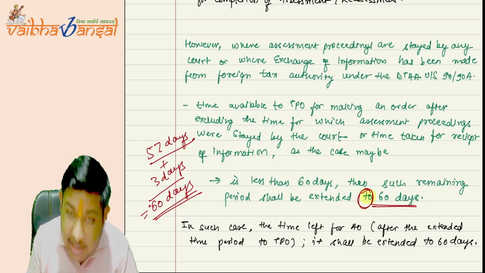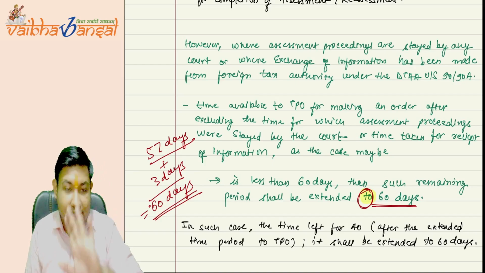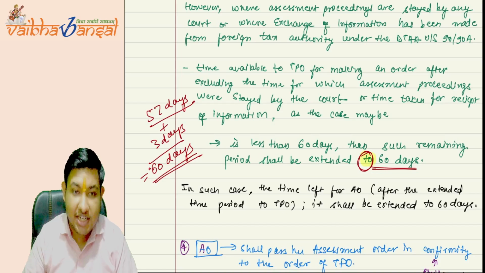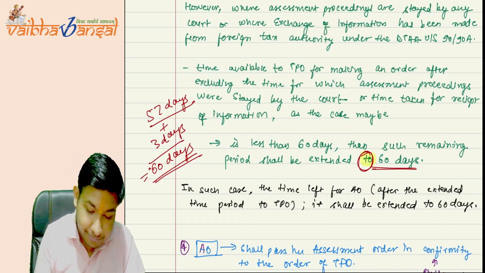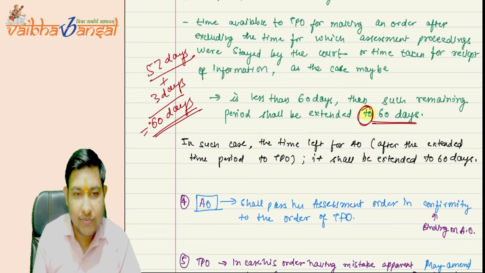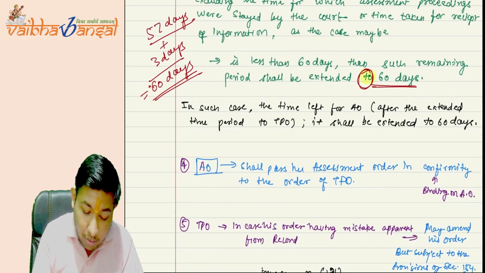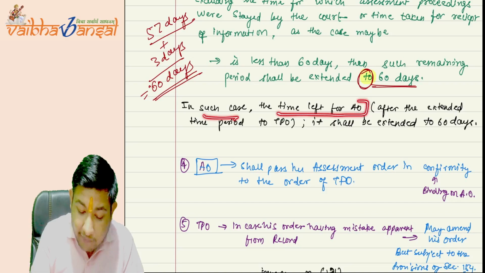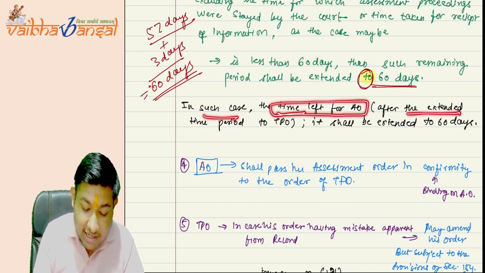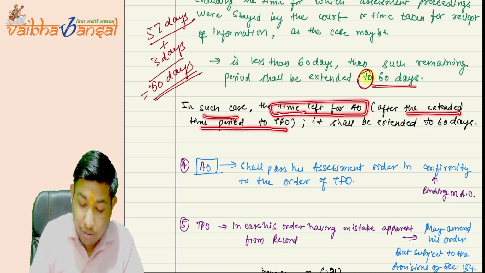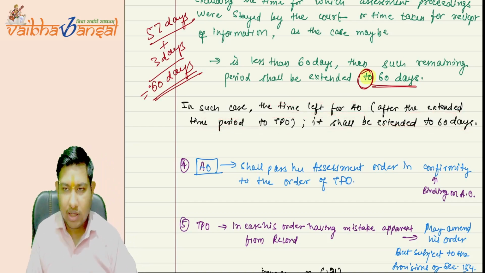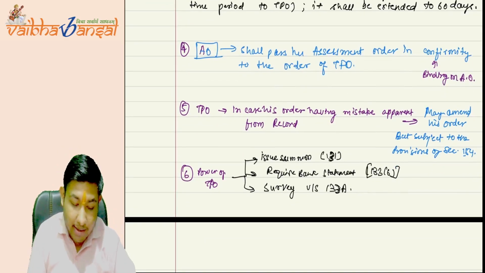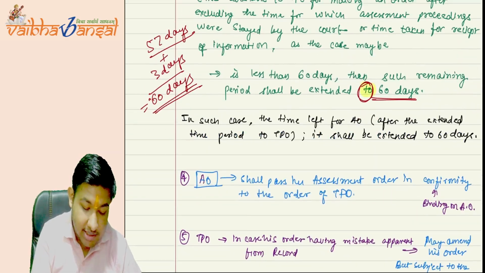What the word is two, not till 60 days. Okay, extending to 60 days only. A total of 60 days will be given to you. Now, in such case, the time limit left for the AO after the extended time period to the TPO shall be extended to 60 days. What I said, I just said. See, AO, I just explained this in this point.